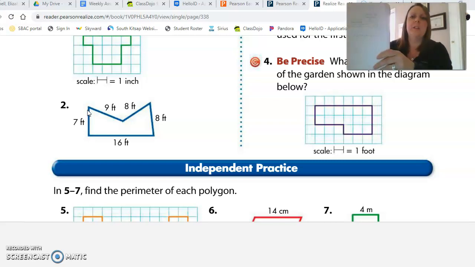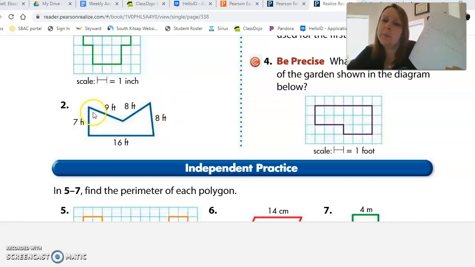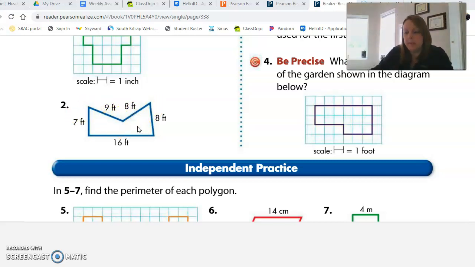So I'm going to give you just a second and see if you can figure out what is the perimeter of this pentagon. And this is a concave pentagon. It's a pentagon because it has 5 sides, 1, 2, 3, 4, 5, and because it has an angle pointing inward. So go ahead and figure out the perimeter.